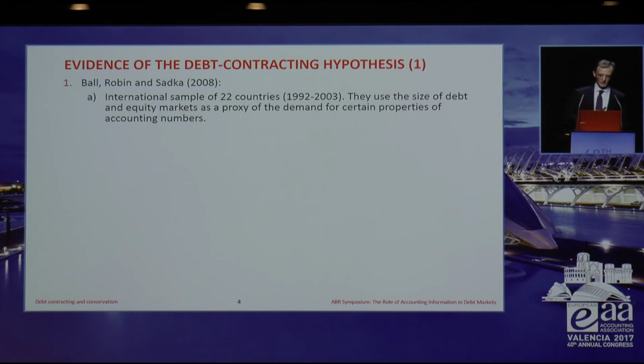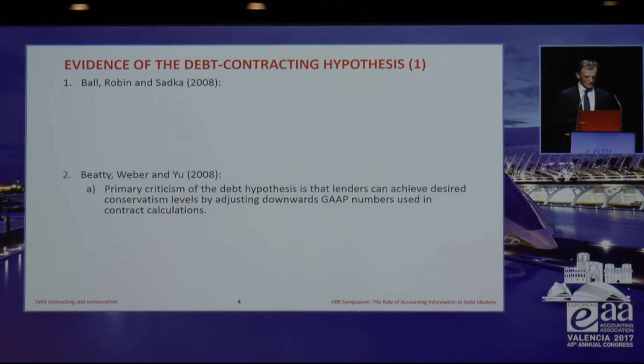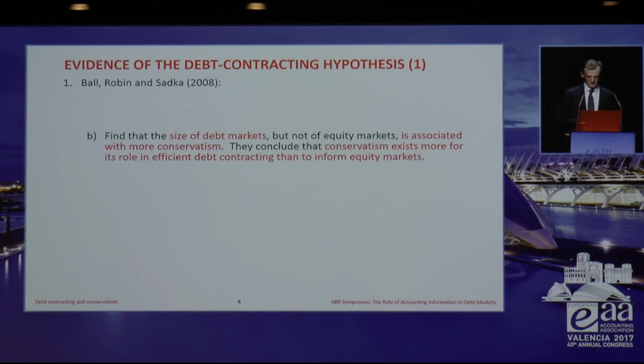The first piece of evidence is by Ball, Robin, and Sadka in 2008. It's an interesting piece, in my view, because they use an international sample of 22 countries. And they use the size of debt and equity markets as a proxy for the demand for certain properties of accounting numbers, conservatism among them. What they find is that the size of debt markets, but not of equity markets, is associated with reporting conservatism. And they conclude that conservatism probably exists more for its role in debt contracting than to inform equity markets, which seems to be the opposite conclusion that regulators and standard setters have in mind.